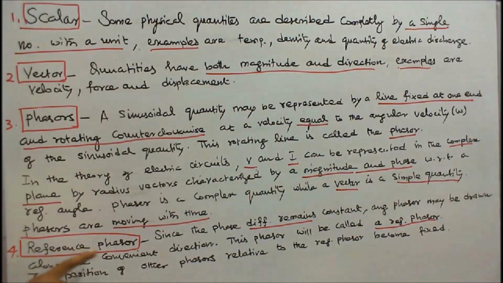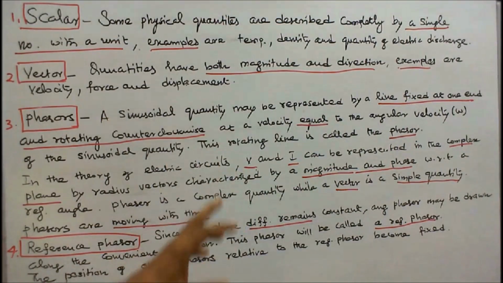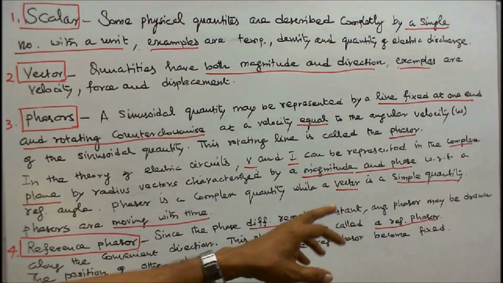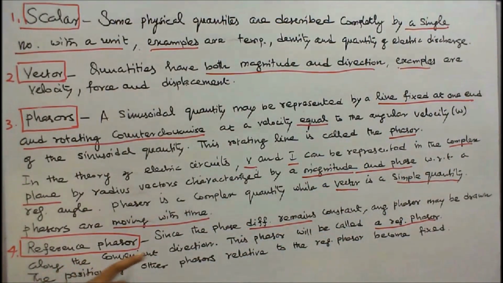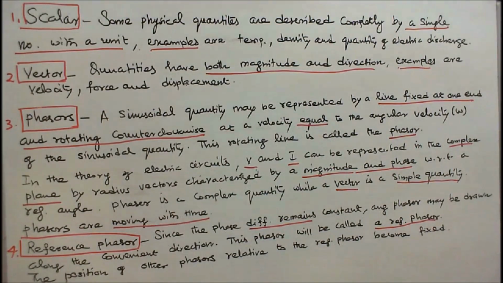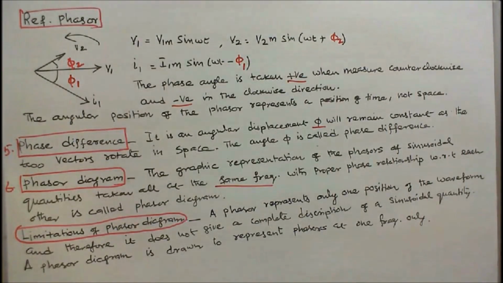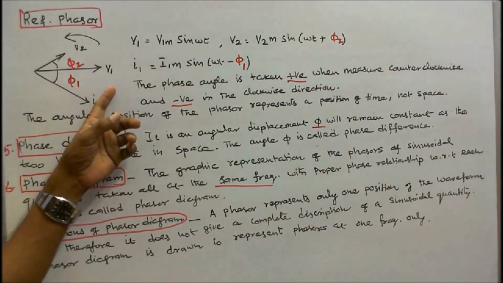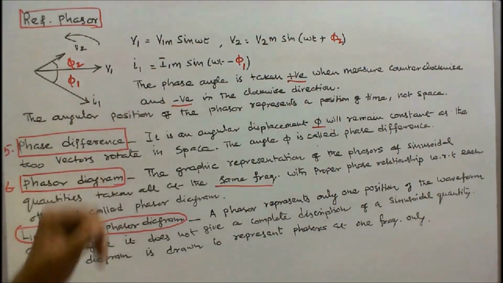Number four, reference phasor. Since the phase difference remains constant, any phasor may be drawn along a convenient direction. This phasor will be called a reference phasor. The position of other phasors relative to the reference phasor becomes fixed. This is a phasor diagram. Here V1 is a reference phasor.